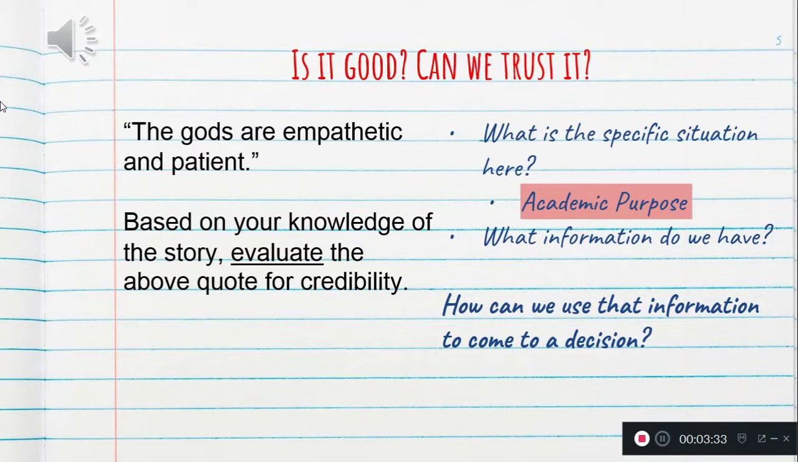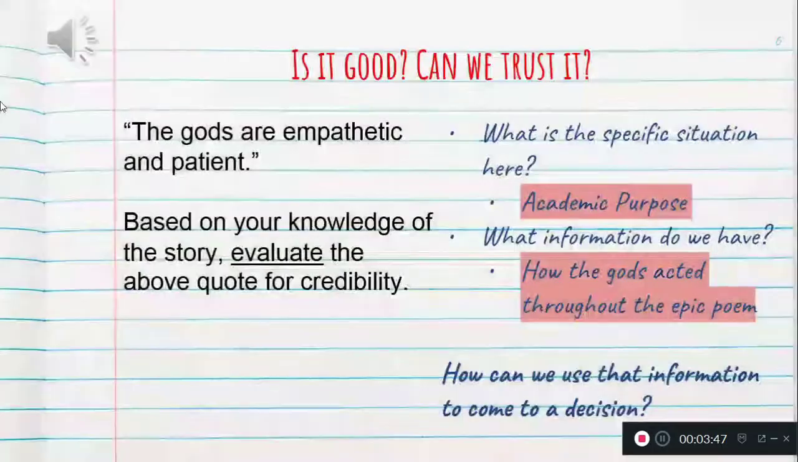Again, because it's a fictional text and an academic purpose we're using, we can look through the text because everything these characters could possibly do is already in the text. They cannot do anything that is not already laid out for them. The information we have that we can base our evaluation upon is located throughout the epic poem. We can look at all the interactions the gods have with Odysseus and with other characters in order to decide if "the gods are empathetic and patient" is a credible sentence.